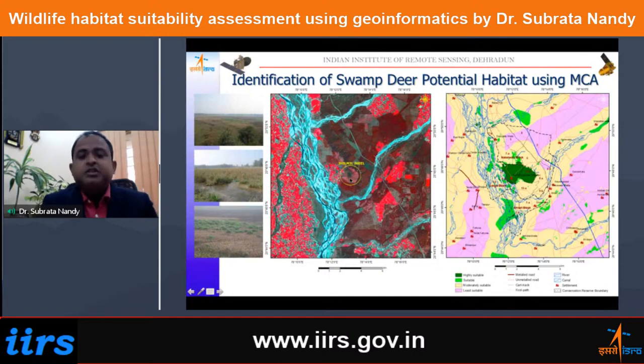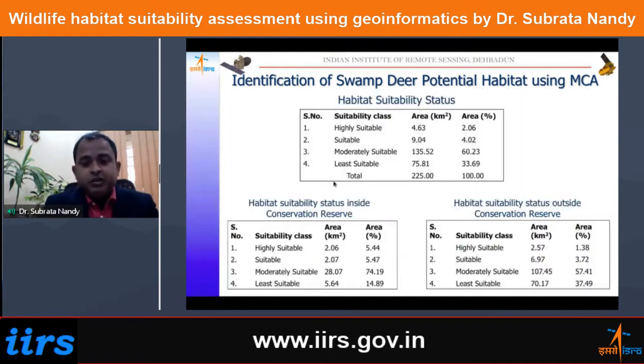So using this kind of modeling, you can also propose whether, as this area is also highly suitable for swamp deer, the reserve can be extended so that they get a bigger habitat, which is found to be a highly potential area. Based on these studies, suggestions can be made for proper wildlife management as well as conservation. As you can see in this case, the highly suitable area of around 2.6 square kilometers is not considered at all under the conservation reserve. And this is the total scenario of this area, which is 15 kilometers by 15 kilometers.